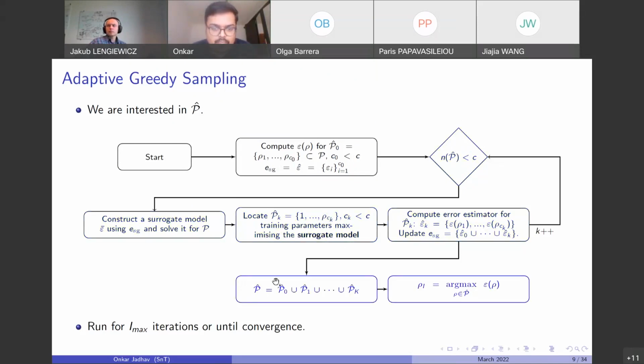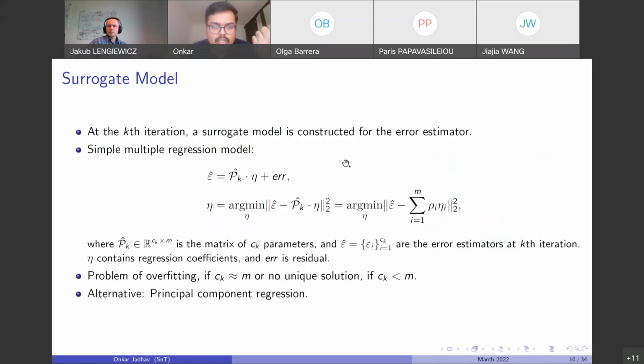Once we have our desired parameter set P_cap, we can determine the optimal parameter that maximizes the residual error. And once we have enough parameters, we can construct a snapshot matrix and obtain a reduced order basis to generate the reduced order model, as I explained before. So you can see that at each kth iteration, we have to build one surrogate model for the error estimator.